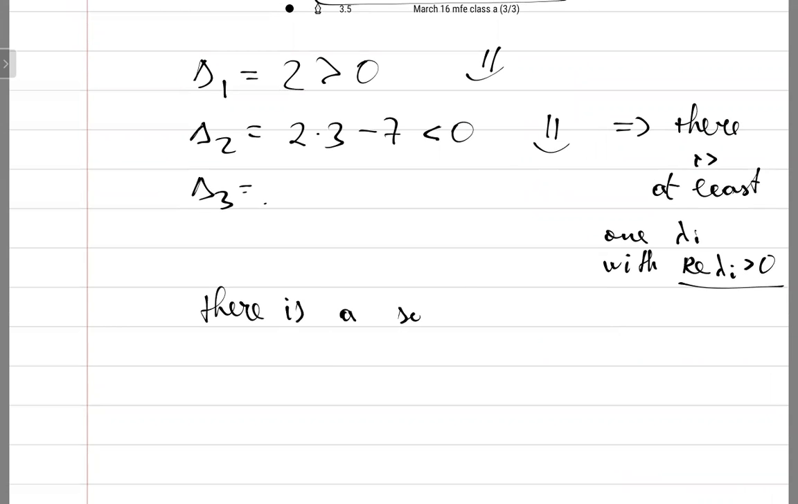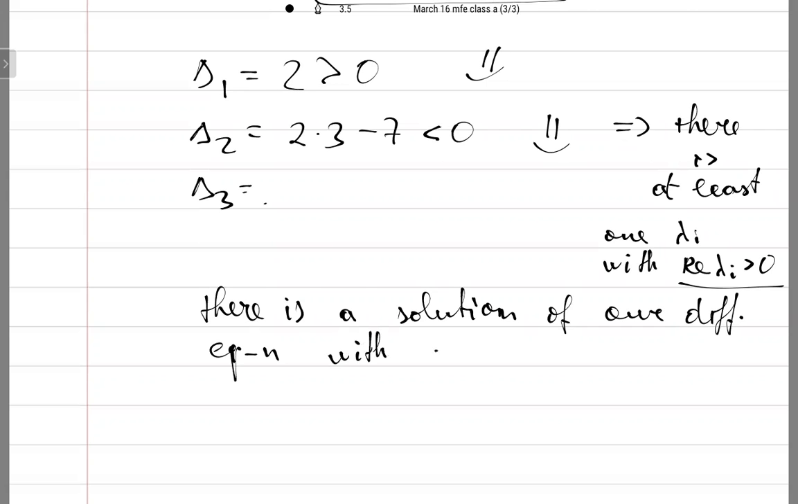There is a solution of our differential equation with divergent time path. So basically, that's our answer.